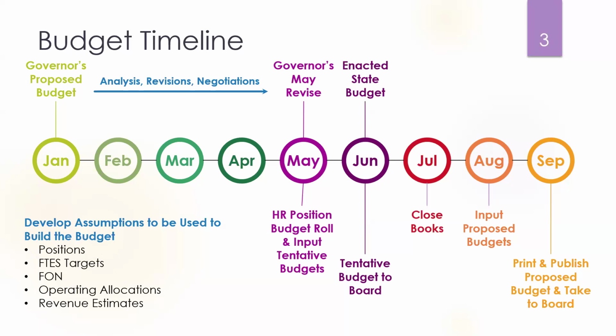Our permanent positions and our additional adjunct and hourly costs are all incorporated into our initial assessment of what our budget might look like. Once we know what our FTES targets might be and what our FON calculation looks like, we also can determine how much of our expenses might be added or reduced based on the way that classes might be set up, how many full-time faculty, how many adjunct faculty can we have on board to cover these costs and to reach these targets.